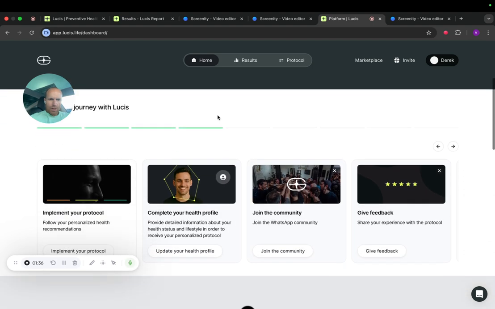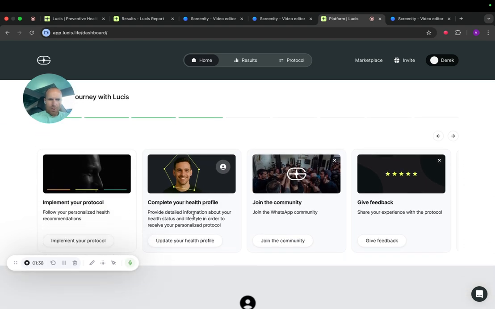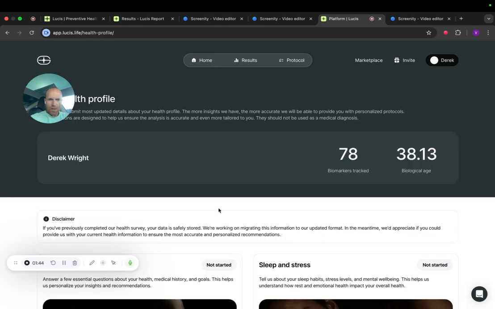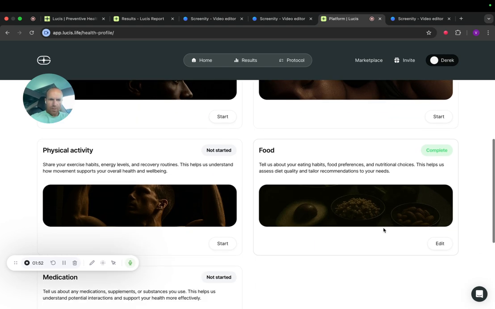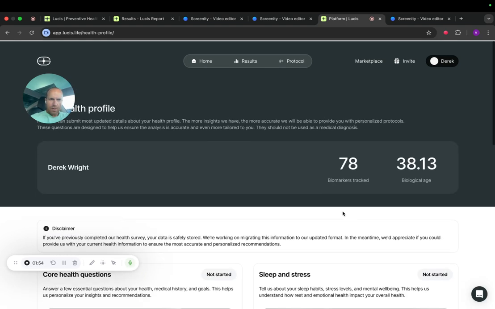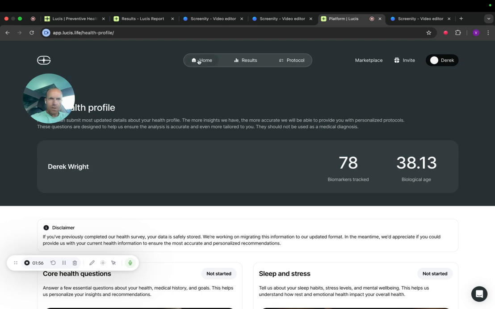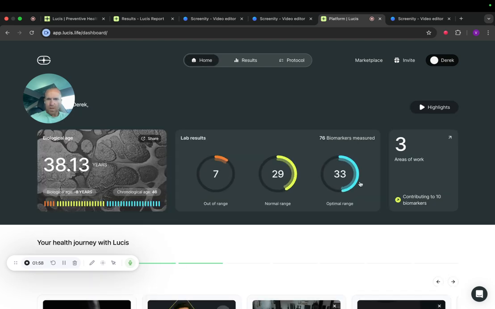What else have we got in here? We've got protocol. So this will be shown up here as well. The health profile. So this is where some of those questionnaires go. Actually, some things changed a little bit in here. So I've done the food one, but I haven't completed the other ones now. So I need to go back to do those. Let's go back to home.